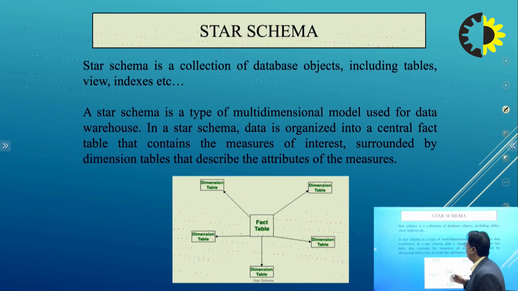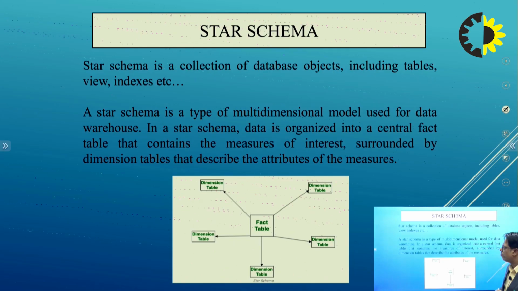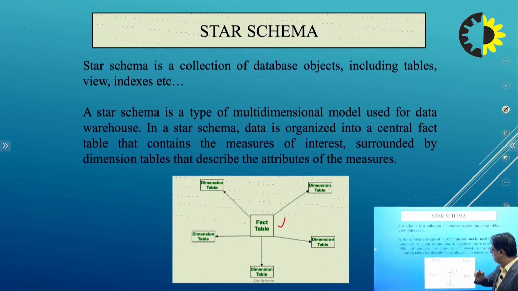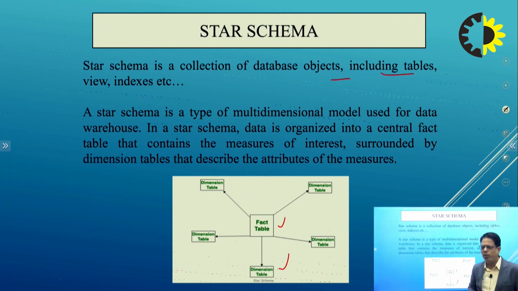Now second is star schema. Basically it uses fact tables and dimension tables. I already explained what a fact table and what dimension tables are. Fact table basically uses quantitative data and dimension table basically consists of qualitative data. So star schema is a collection of database objects including tables, views, indexes and so on. The star schema is a type of multidimensional model used for a data warehouse.